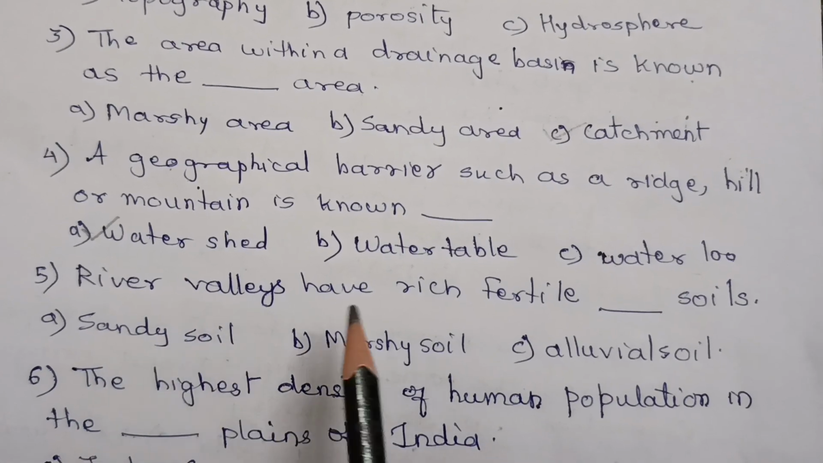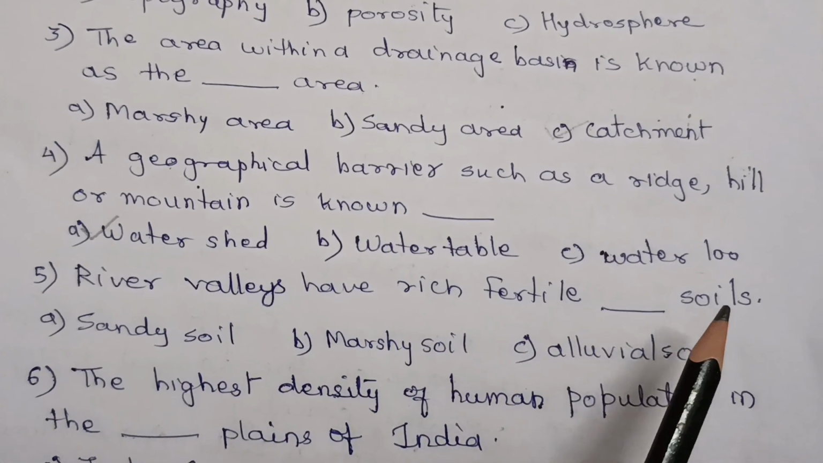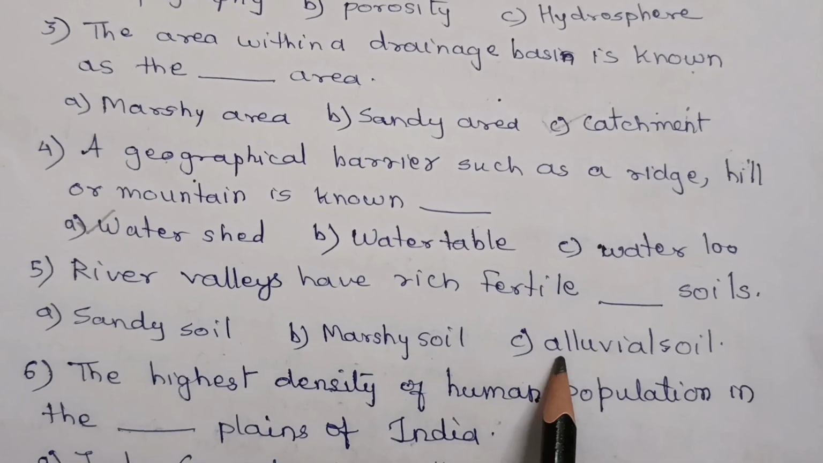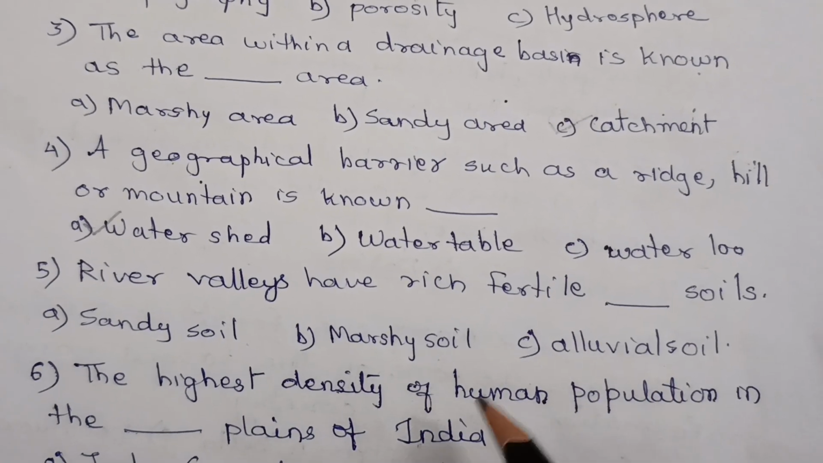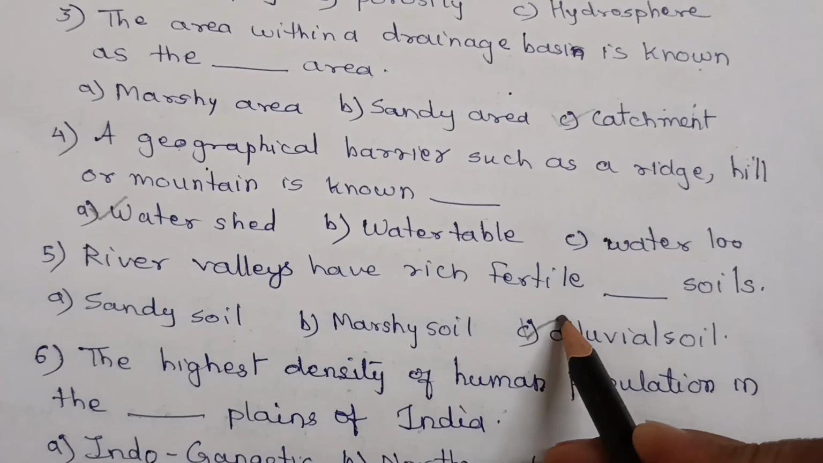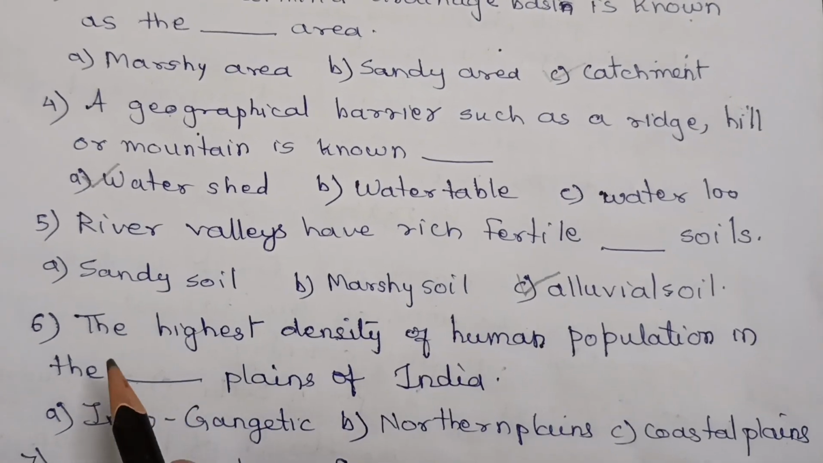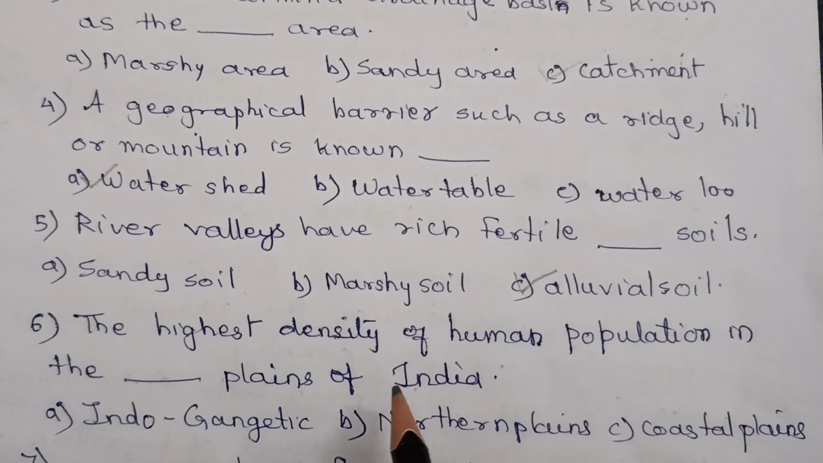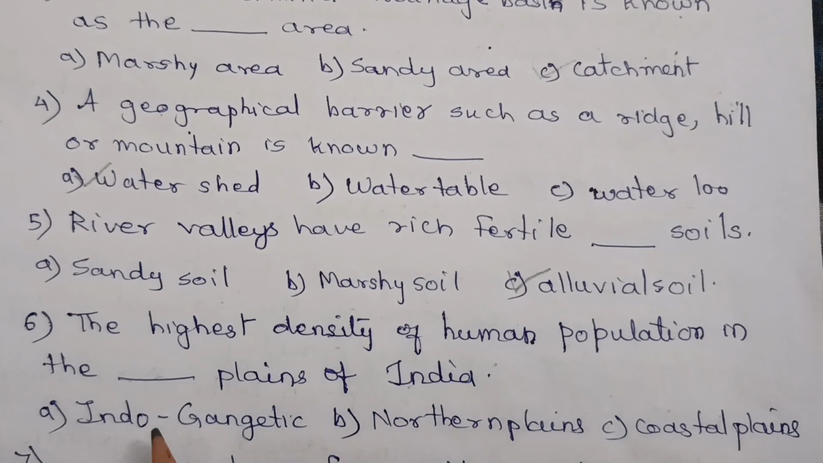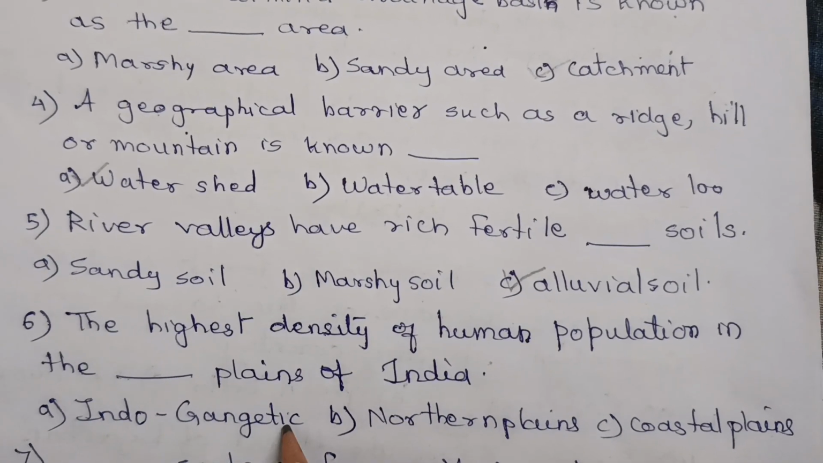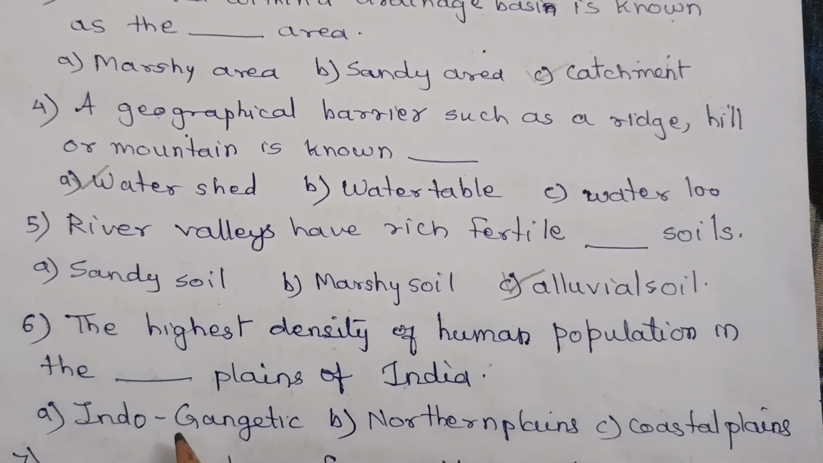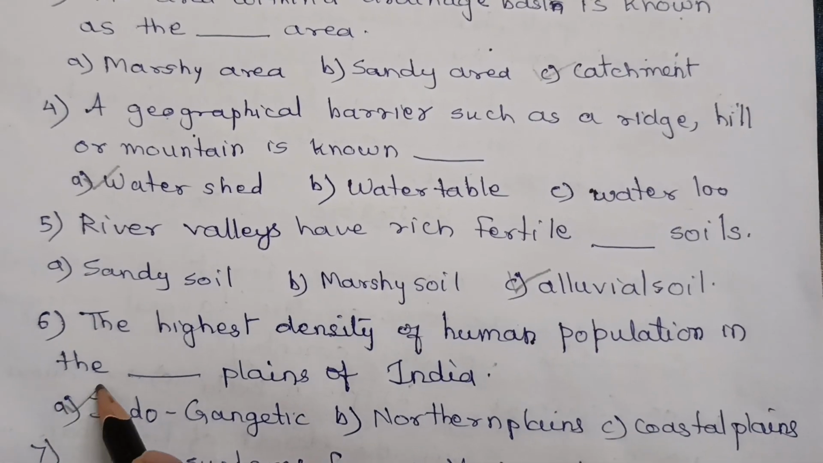Fifth, river valleys have rich fertile dash soils. A. Sandy soil, B. Marshy soil, C. Alluvial soil, and the correct option is C. Alluvial soil. Sixth, the highest density of human population is in the dash plains of India. Options are A. Indo-Gangetic plains, B. Northern plains and C. Coastal plains. And the correct option is Indo-Gangetic plains.